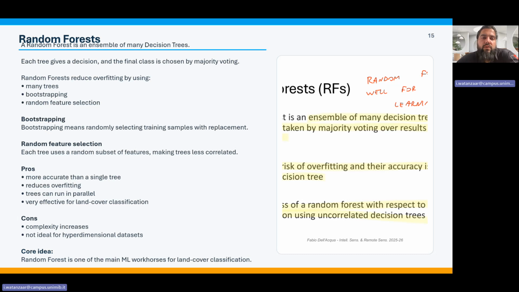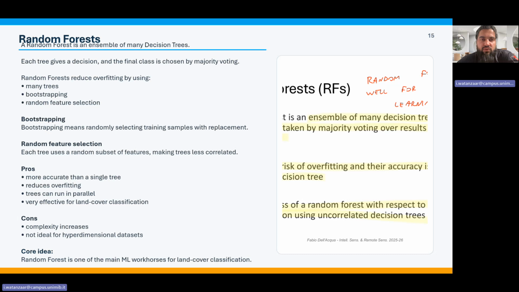We are now looking into the random forest, which is the second machine learning supervised classification method. Random forest is an ensemble of many decision trees. As the name says, it is pretty simple: random forest. So far we had only one decision tree. Now we have multiple decision trees, and it's called random forest.